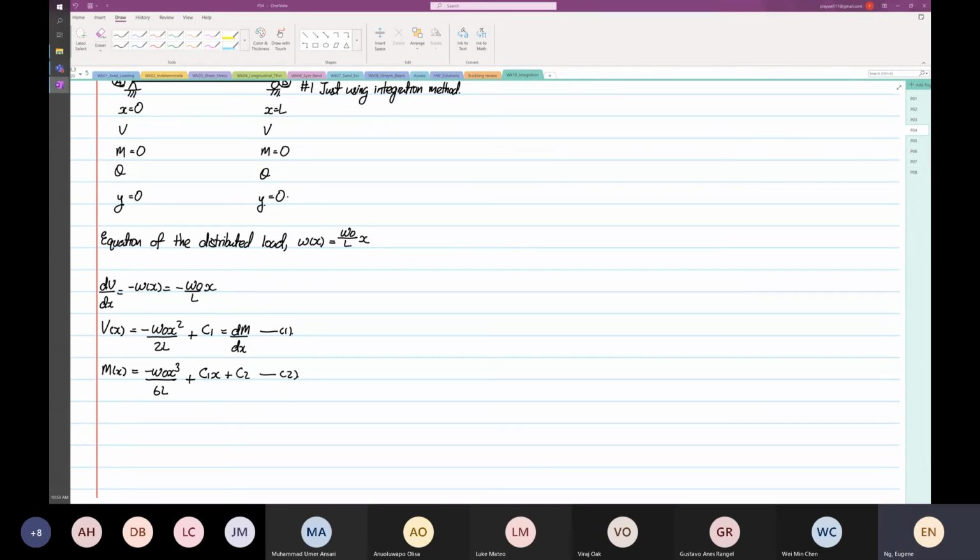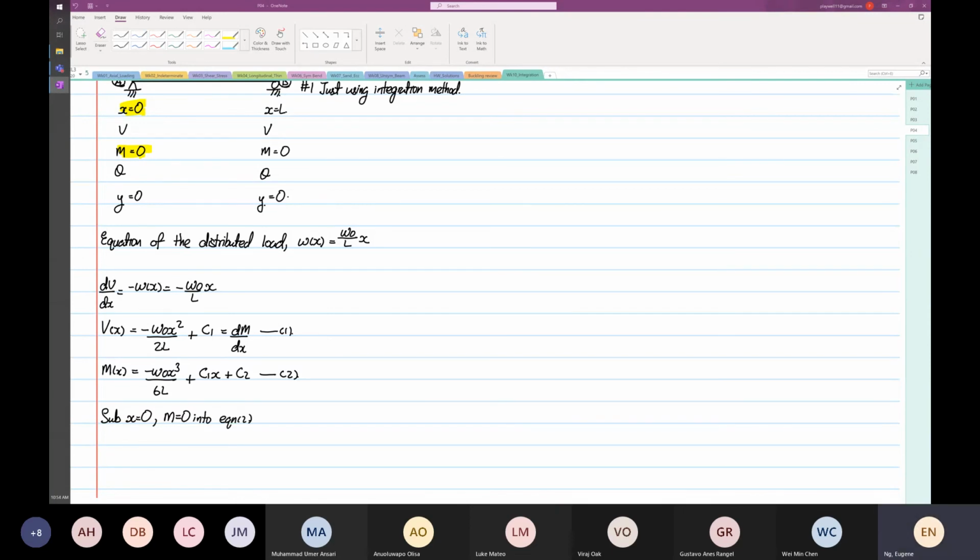Now our moment equation, which is equation number 2, we know our boundary condition for the moments. What do I mean by that? We know when x is equal to 0, M is equal to 0. We're going to substitute, when x is equal to 0, moment is equal to 0, into equation number 2.